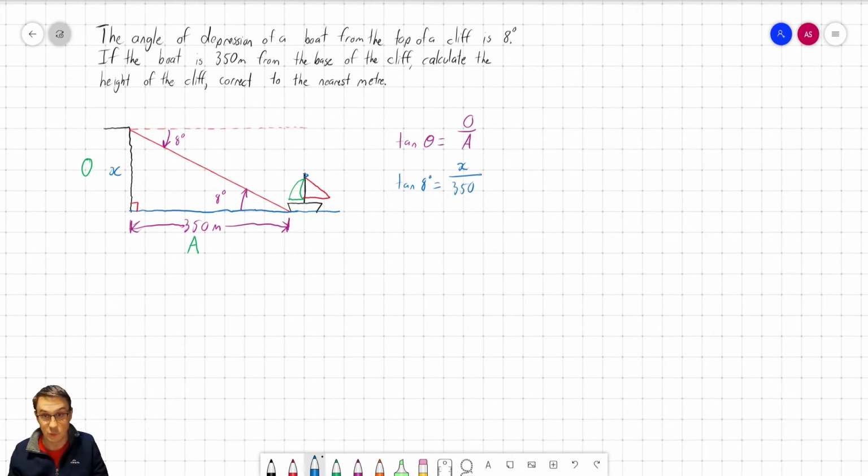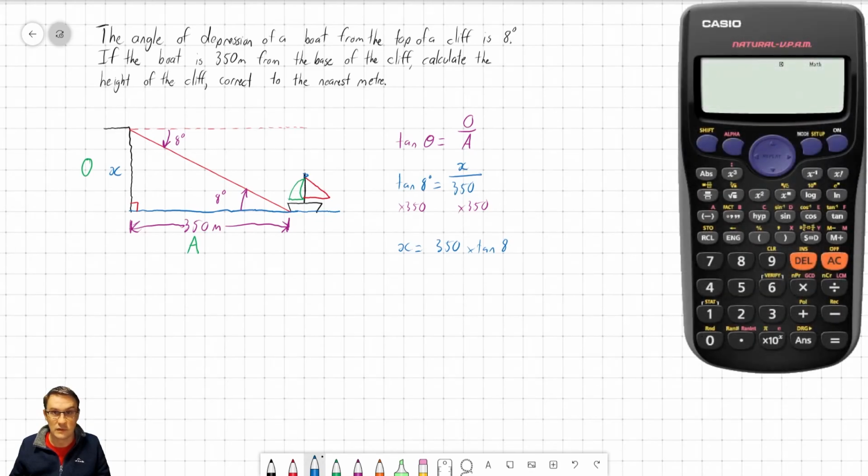And from here, as we rearrange this, I would rearrange this by multiplying both sides by 350. That's going to give me X equal to 350 times tan 8. So from here, I want to type this into my calculator. So 350 times tan 8. And that's going to give me an answer of 49. And we're told that we want it to the nearest meter. So in this instance, that's then going to become just 49 meters.